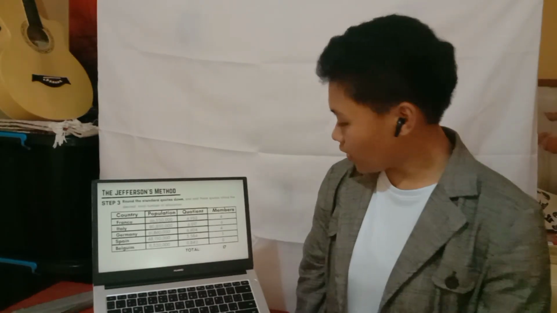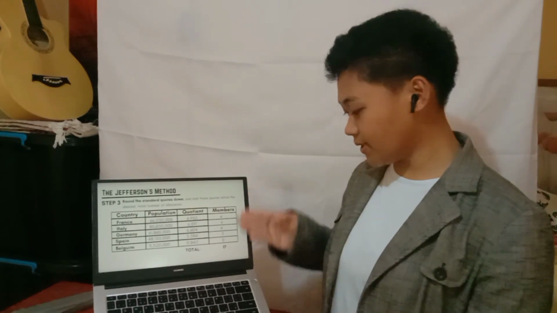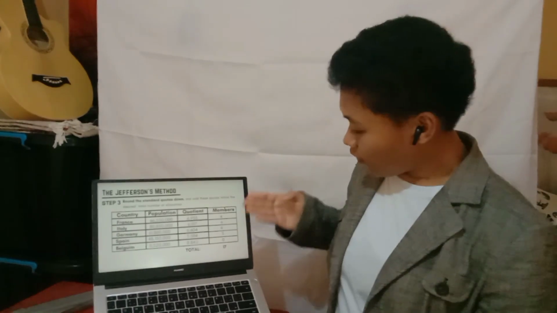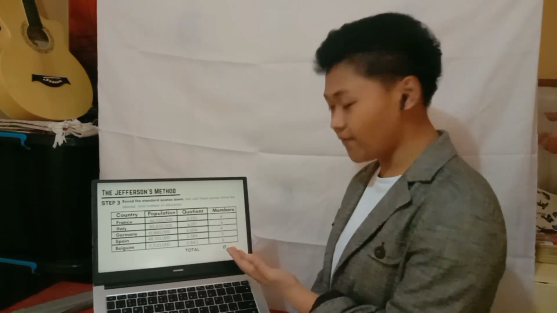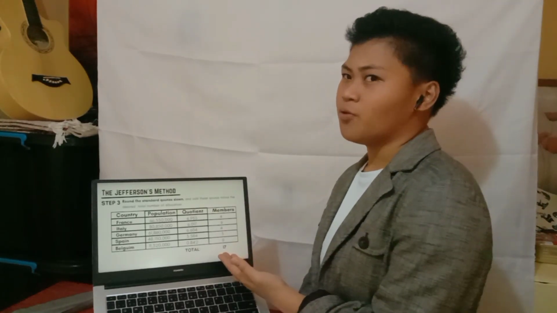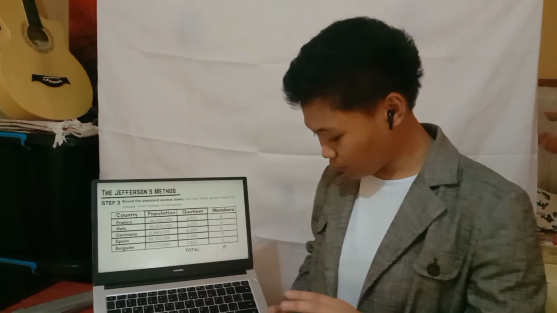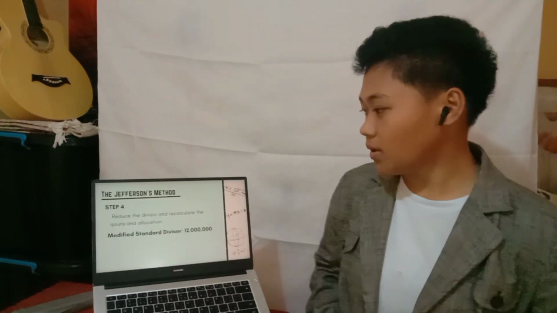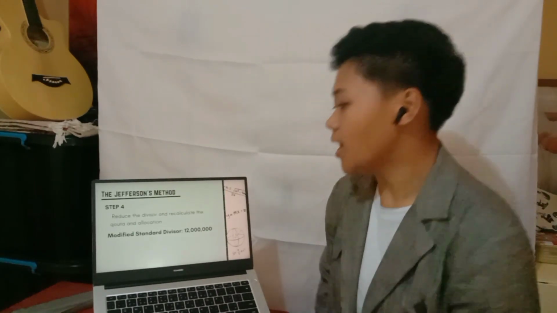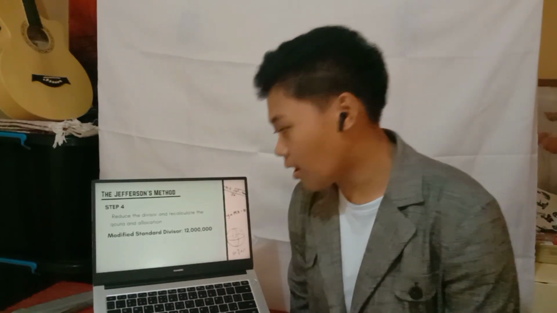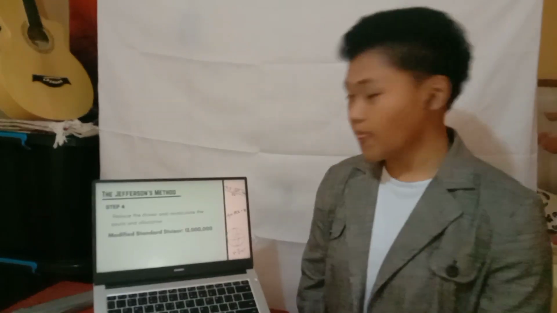And after that, we're going to add all of this. So 4 plus 6 plus 4 plus 3 plus 0 equals 17. So the result is 17, but we need to find 20 members, right? So we're going to proceed to the next step. Next step is to reduce the divisor and recalculate the quota and the allocation.